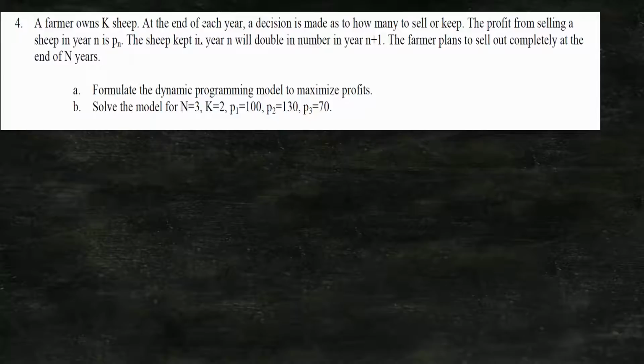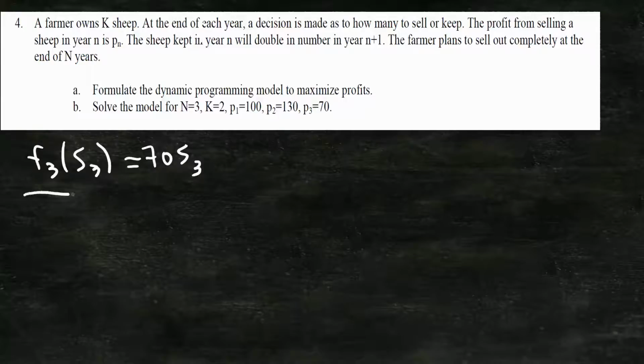Let's start from the end, at the third stage, so we have to do an F3. Now we don't know how many we're left with, so we're going to make this a symbol for now. That's as many as I'm going to have at the end. If I have S3 left, I will sell them all at that stage, and I will get 70 S3. That's the calculation for the third stage.